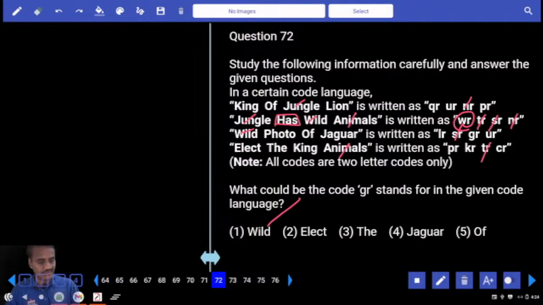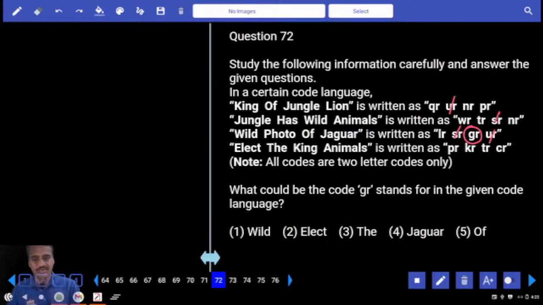Then 72, what is the code to the word GR? Now the code to the word GR is here, GR is here, and GR is nowhere present anywhere else. LR, SR, UR. Then LR, SR is common. UR is common. Then what is left over? LR and GR. Then what is your answer here? GR? Is GR anywhere else? No.